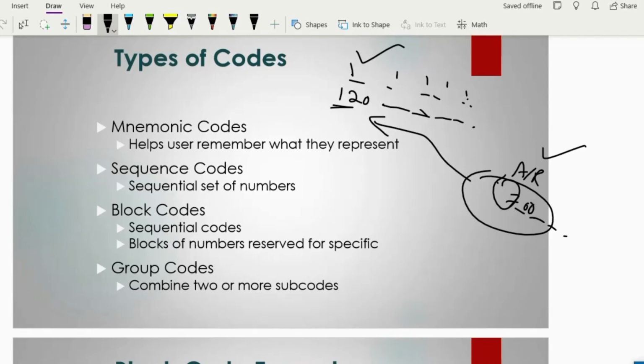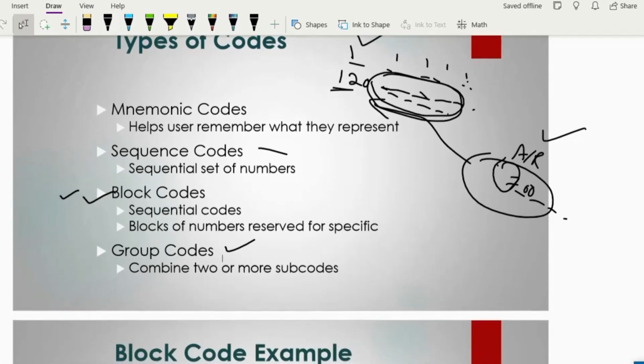And then block codes come from the sequence of the codes, that they should be in sequence. So how could we do that? By reserving these codes for future expansion's sake. So for a specific purpose we block some codes. This is the concept of block codes, that they are sequential codes which we block, then we reserve them for some specific purposes. Then group codes, as the name says, are made by combining two or more subcodes together.